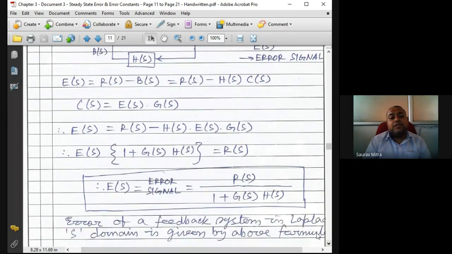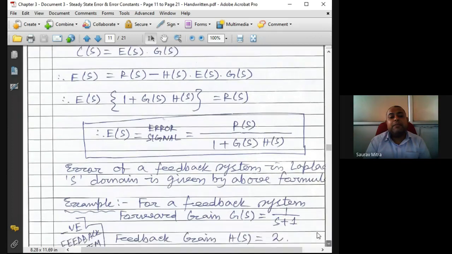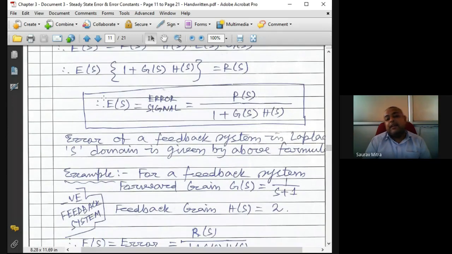After all these things, you just take this whole thing to the left hand side. So E(s) and this term, if you take it to the left hand side, will be plus. Take E(s) common, and the right hand side becomes only R(s). Then take 1 plus G(s)H(s) down. This is a very important formula. If you have pen and paper, you can write it down. The error E(s) in the Laplace domain is given by R(s) divided by 1 plus G(s)H(s).